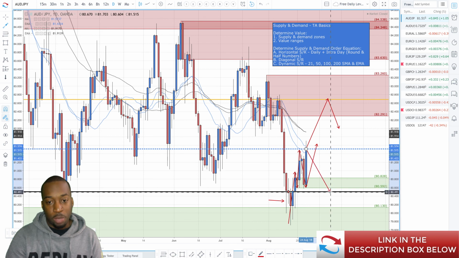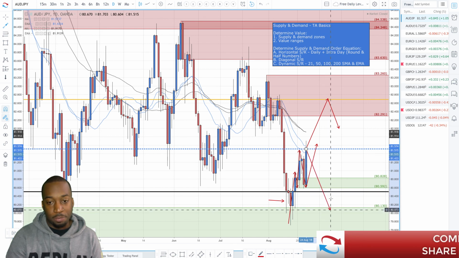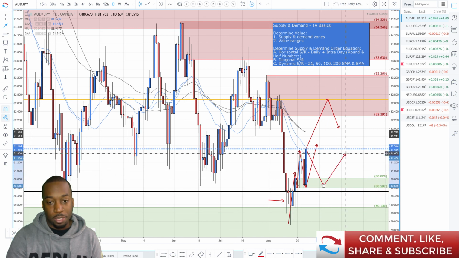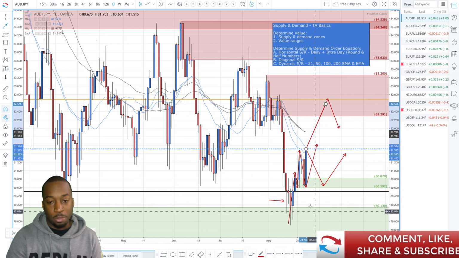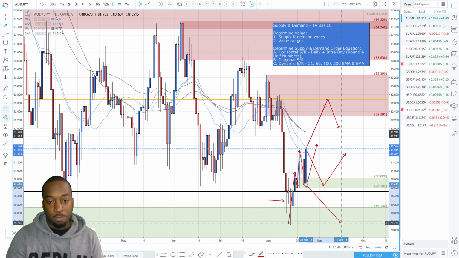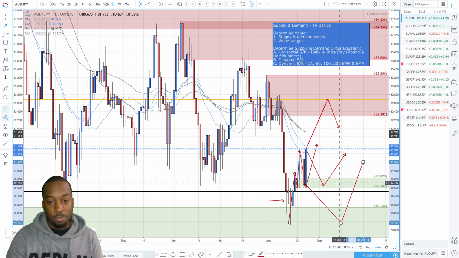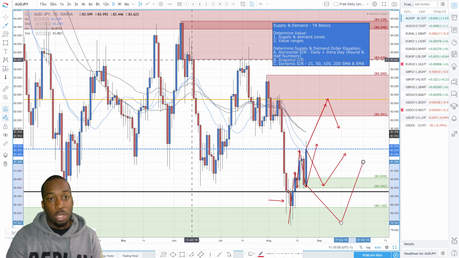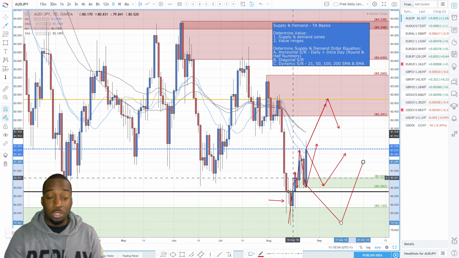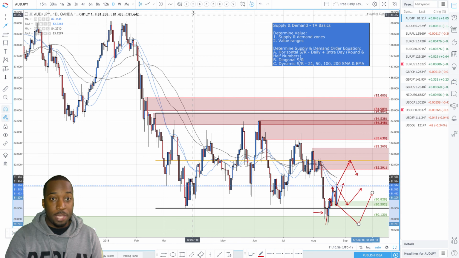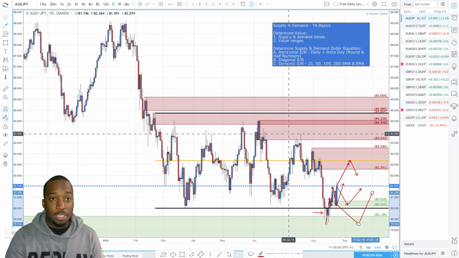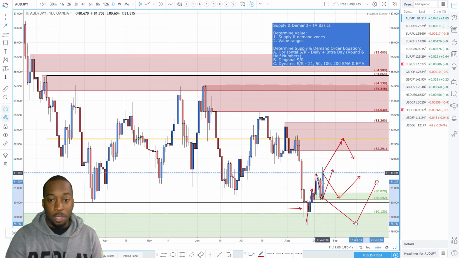But now if prices do come back down into this area, this may be a place to be a buyer, depending on how far prices move up. And if prices do come further down into this zone, this is where I'm going to be looking to be a buyer as well, providing that sentiment is risk on. So that is the analysis for this week.